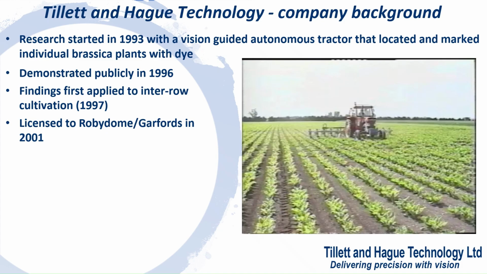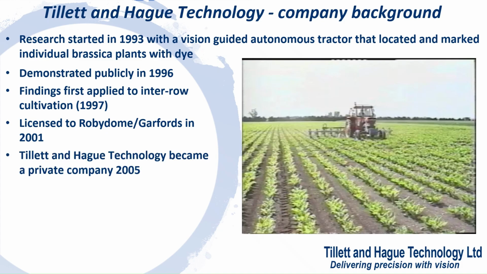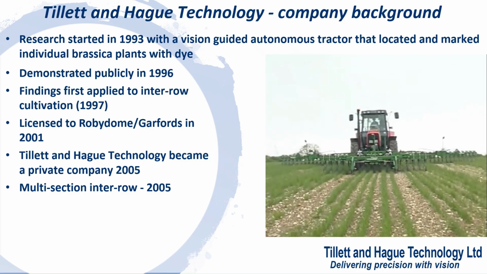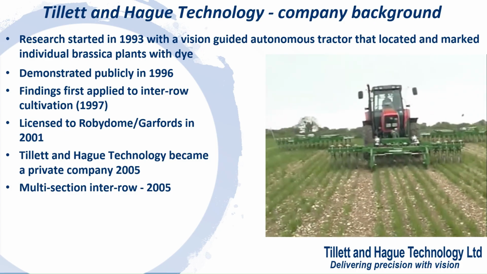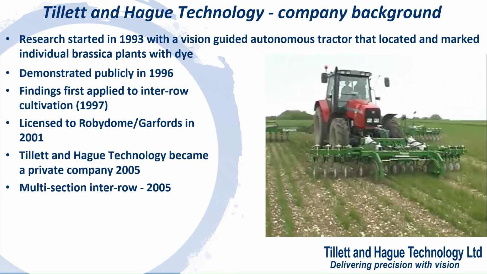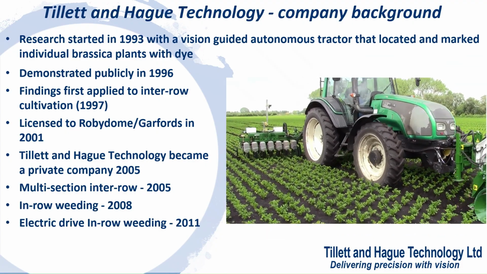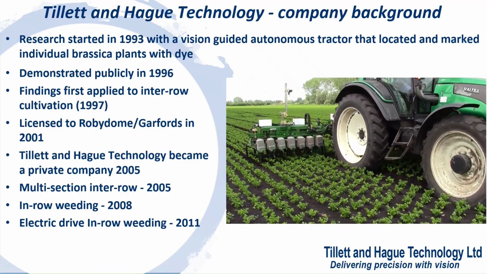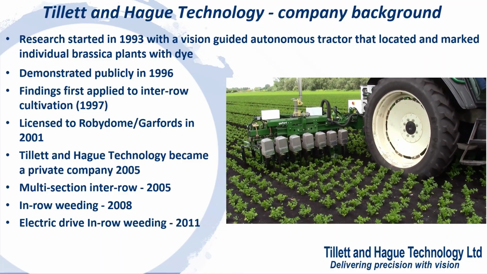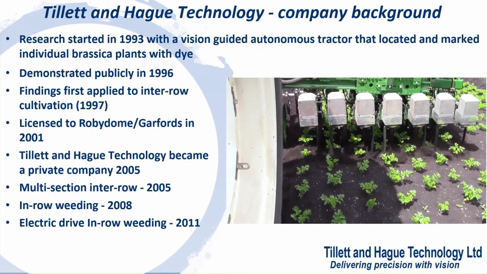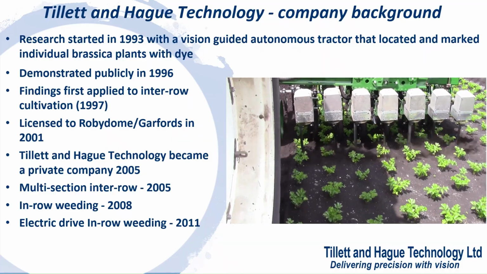In 2005, when the Government Research Institute closed, Nick and Tony formed Tillett and Hague Technology to continue the work. As a private company, they introduced a commercial version of their multi-section guidance, shown here working in a prototype form in 2004. They also developed a novel rotary blade technique for in-row weeding. The first machines were hydraulically driven, but the machine in this video, taken in 2015, was one of the first to be driven electrically, making the process more energy efficient and even more accurate.